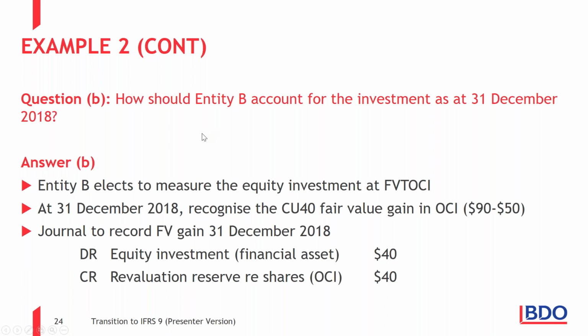Now, at 31 December 2018, because we've elected to measure the equity investment at fair value through OCI, fair value at 31 December is 90, and therefore the change that should go to OCI is the difference between the 90 at the end of the year and the 50 on the 1st of January. And therefore, we're going to say debit equity investment and credit revaluation reserve with 40. So it's fair value through OCI, changes in fair value go through OCI.